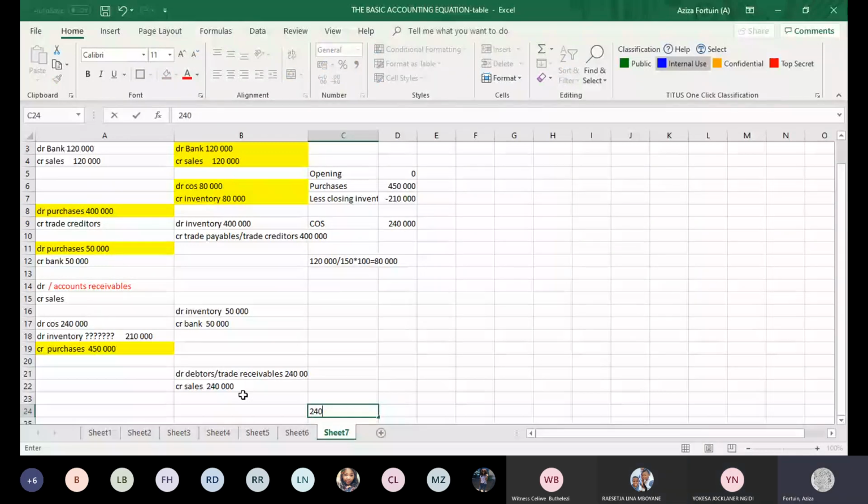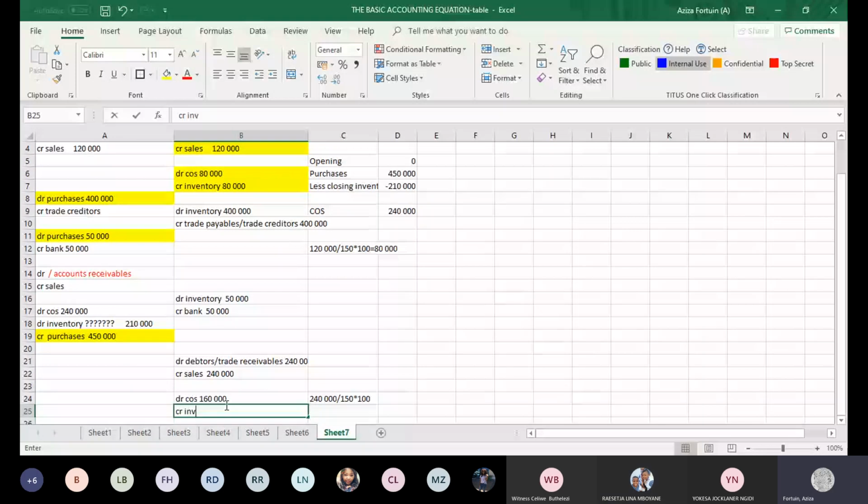240,000 divided by 150 times 100. People, you must know how to do this, eh? So then that is 160,000. So I'm going to debit my cost of sales with 160,000 and credit my inventory with 160,000.